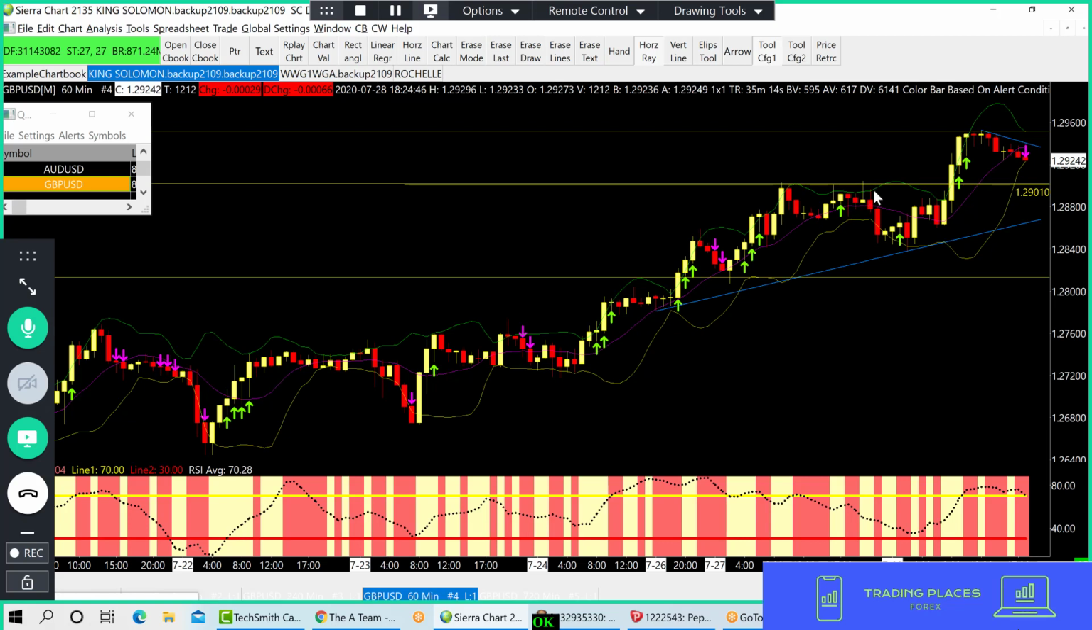This is a very, very powerful support and resistance line because it hit 1, 2, 3, 4, 5, 6 times. Six times. And every time it hit it, it respected the line and came back down. So we're going to use this as our entry, 1.2910.